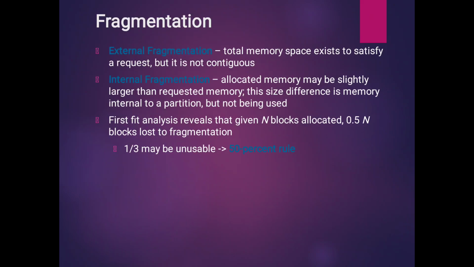The next topic is fragmentation. External fragmentation and internal fragmentation occur in memory allocation. With external fragmentation, the total memory space exists to satisfy a request, but it is not contiguous. With internal fragmentation, the allocated memory may be slightly larger than the requested memory. The size difference is memory internal to a partition but not being used. First fit analysis reveals that given N blocks allocated, 0.5 N blocks are lost to fragmentation.